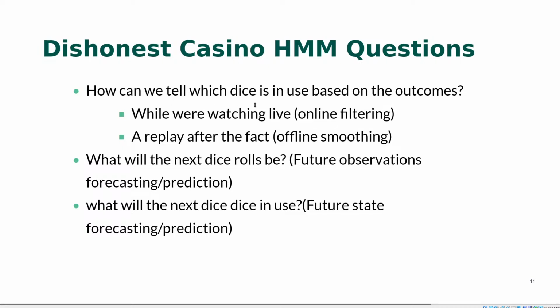So how can we tell which dice is in use based on the outcomes that we see? That's one thing we can do. We can do that while we're watching live. That's called online filtering. We can also do it after the fact.